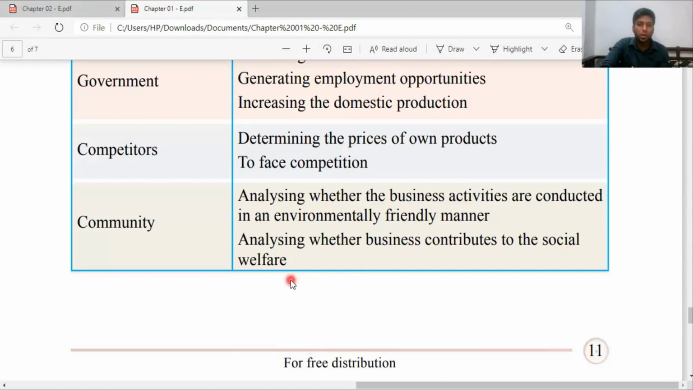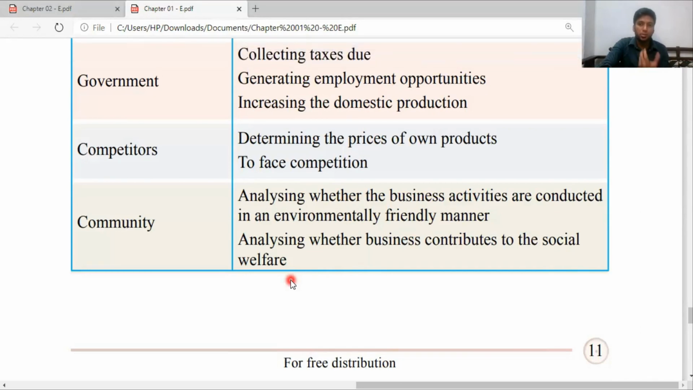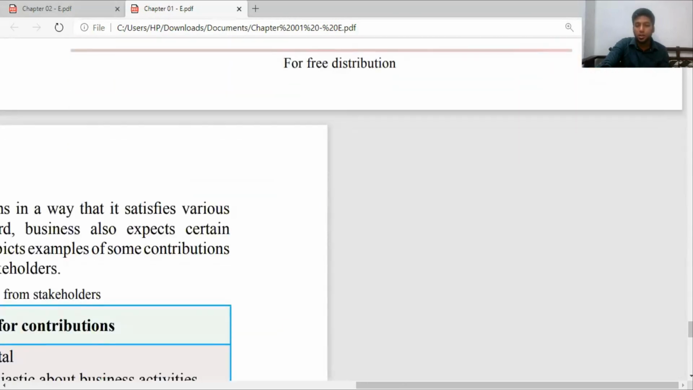So when you produce something, are you satisfying the society? Are you not harming the society? If you are not harming the society, it's better. If you harm the society, you are not being environmentally friendly. So this will affect your image. So these are the business's certain individuals' objectives.